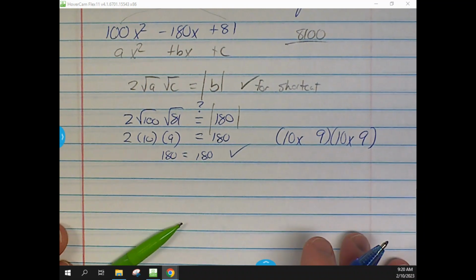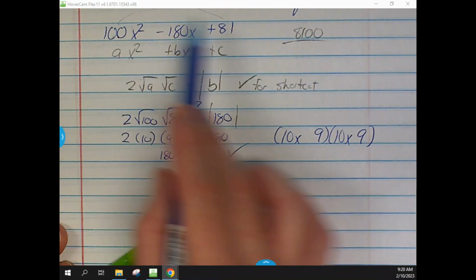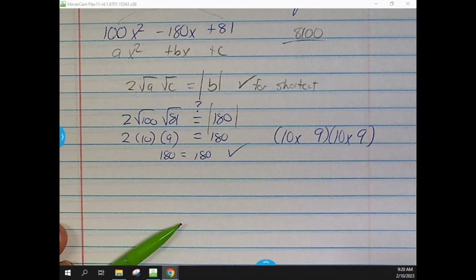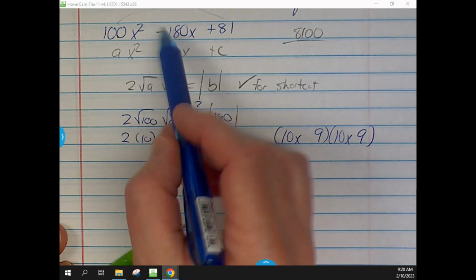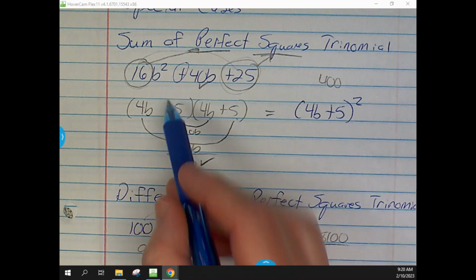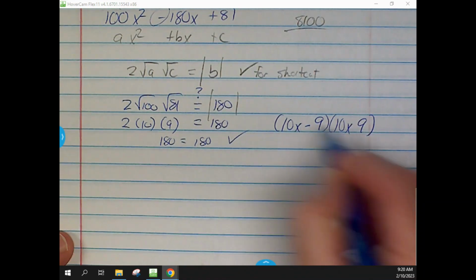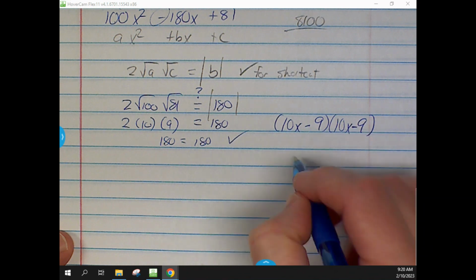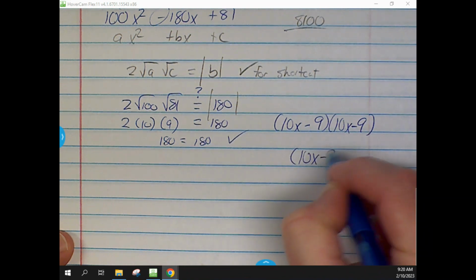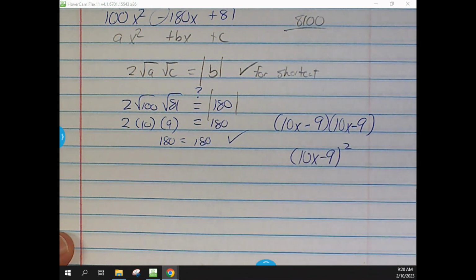All right, now the catch with this one is that if you notice, the first and the last numbers are both positive, but the negative is in the middle. So if it's a perfect square trinomial, whatever the sign is in the middle, whether that sign is negative or positive, that sign will always go in the middle of your expression back here. It would be that.